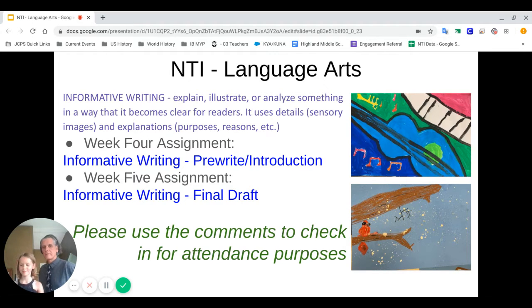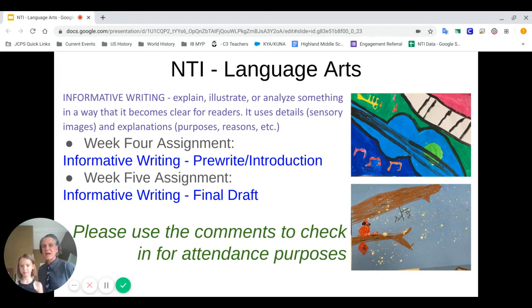We are going to be talking about your week 4 and week 5 assignments. We're going to be working on informative writing. Those of you who have already started on the social studies I gave you on Friday, or have looked at this yesterday when I posted it, will know that informative writing is when you explain. We're not going to be arguing like we usually do. We're just going to be giving an explanation or an analysis or somehow just illustrating a point. The key is making sure that you're making things clear for the reader. You're going to use details, you're going to use sensory images.